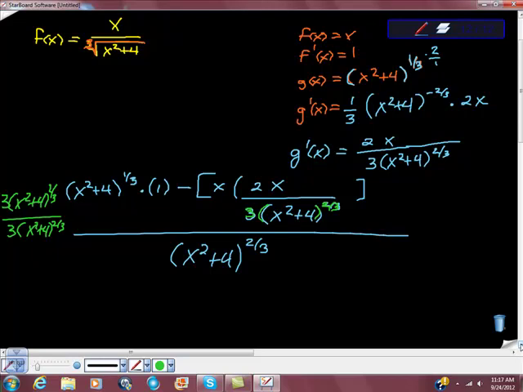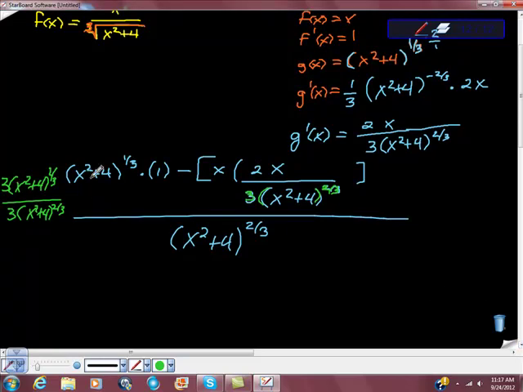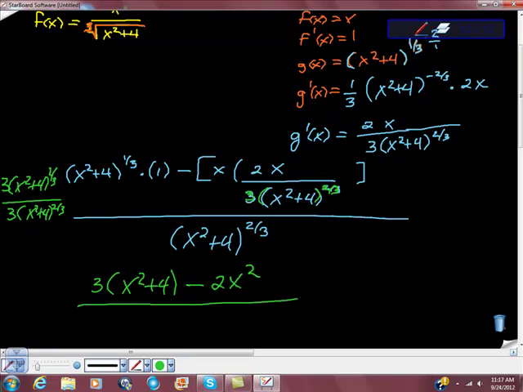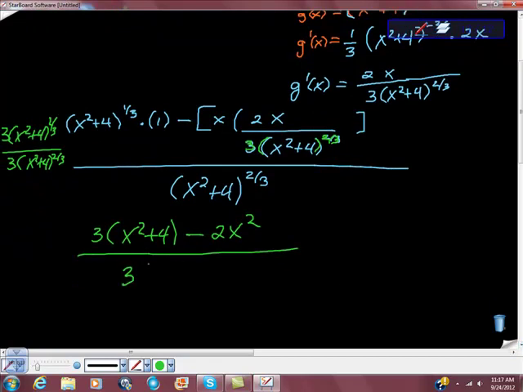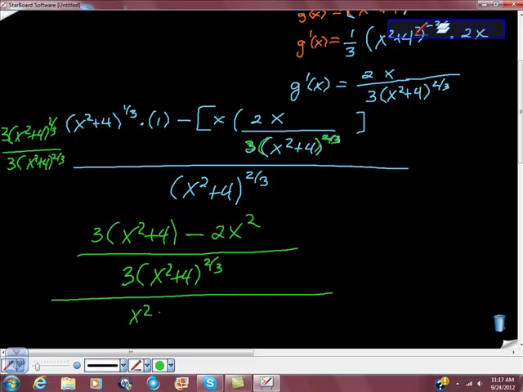And if you look at it, that will give me this. This times this, (x squared plus 4) to the 2/3 times (x squared plus 4) to the 1/3 is just x squared plus 4, isn't it? So we have 3 times x squared plus 4 times 1 is just that. Then negative x times 2x is negative 2x squared, isn't it? All over 3 times (x squared plus 4) to the 2/3 power all over (x squared plus 4) to the 2/3 power.